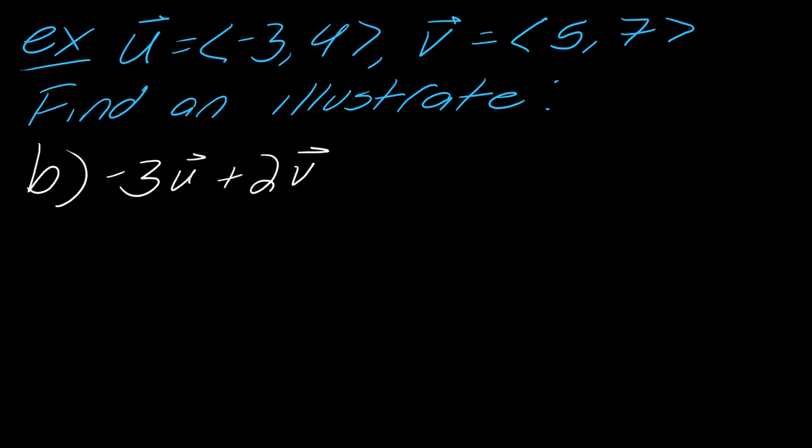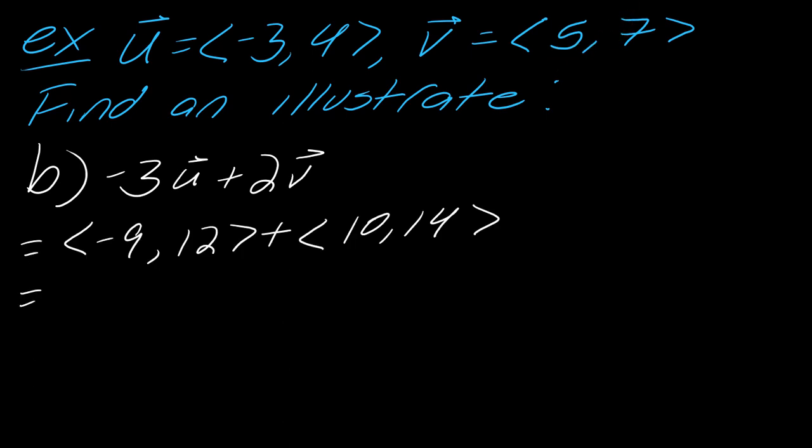Okay, so now I've got some scalar multiplication, just so we can practice that a little bit. So I've got -3 times the vector u and then 2 times vector v. So I'm going to take 3 times this vector and 2 times this vector.